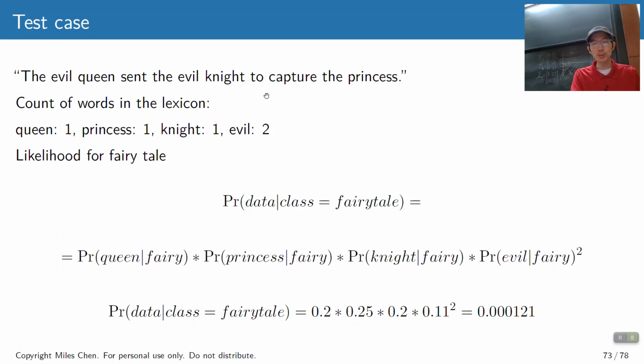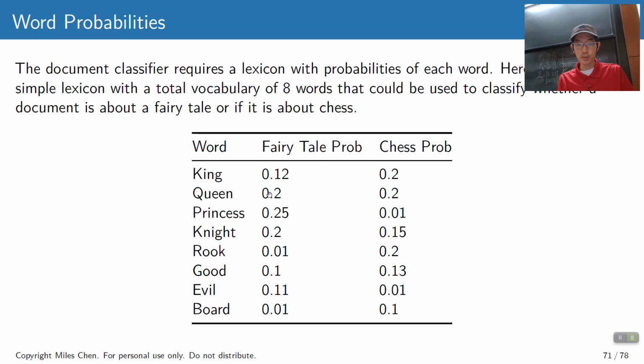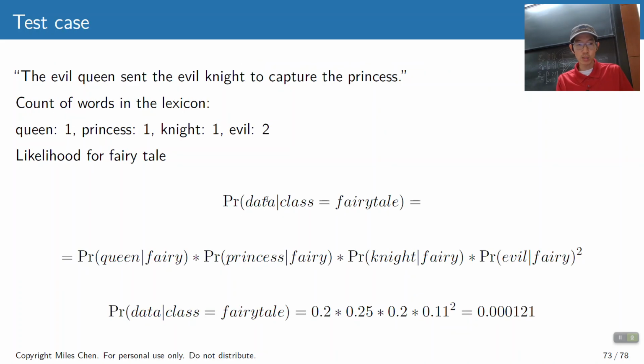But anyway, we count the relevant words that appear in our lexicon. We say queen appears once, princess appears once, knight appears once, evil appears twice. Okay, and so we take the probability of each of these things, right? So queen has a probability for fairy tale of 0.2. Princess has a probability of 0.25. Knight has a probability of 0.2. Evil has a probability of 0.11. And it appeared twice. So we square that and we get 0.000121. That's the probability of likelihood of this sequence of words.